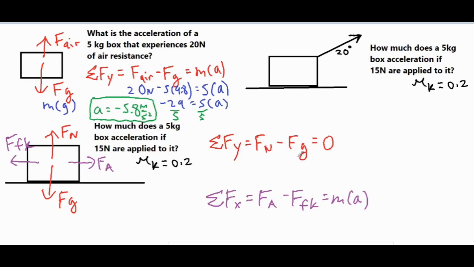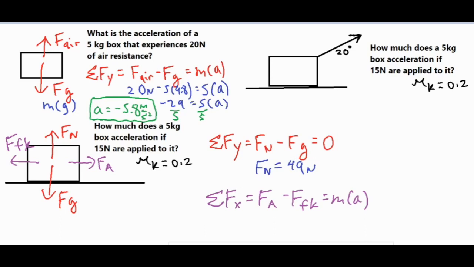We have an Fg, which we know is mg, mass times 9.8. So I know that the 5 times 9.8 from earlier is going to be 49, so I'll just go ahead and grab that number. And then if we add that to both sides, that would mean that my Fn equals 49 newtons as well. So they're both 49.